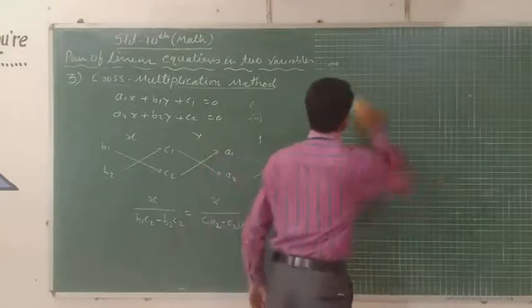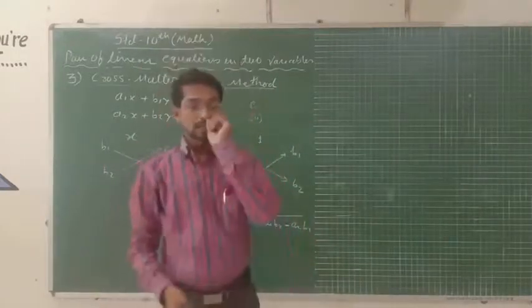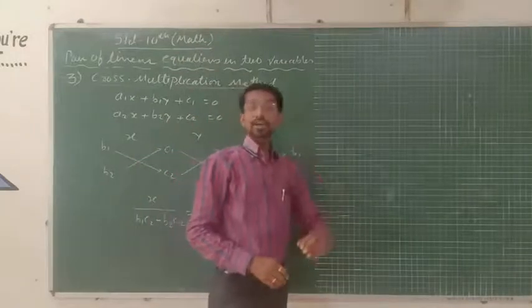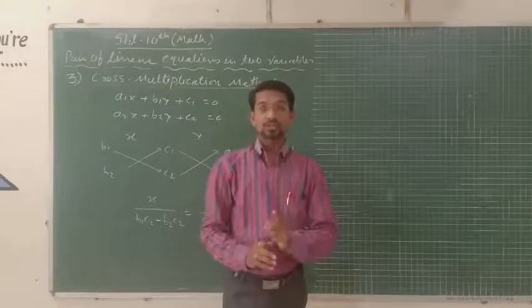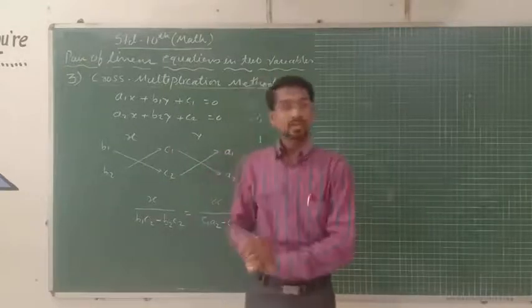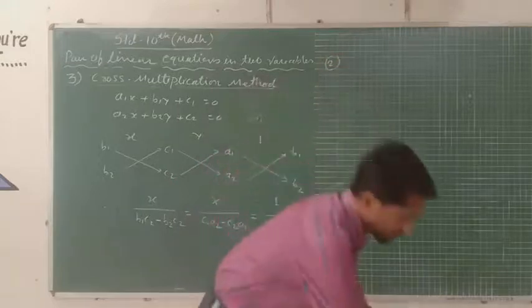If suppose all the ratios are equal, then what? The lines are what? Parallel. So again we cannot find one solution; there are infinitely many solutions. So no need to find by this method again. Okay, see, we can take the second example from the same.